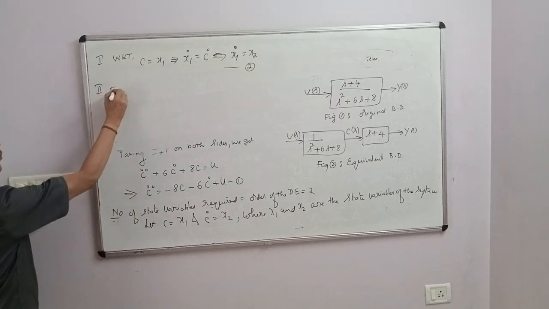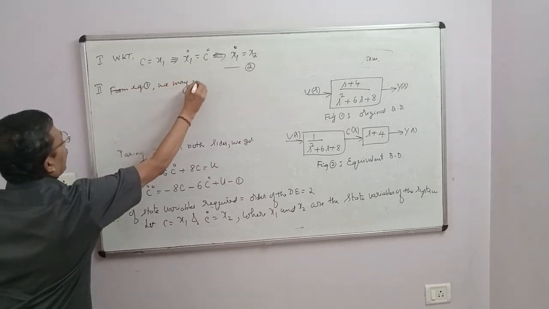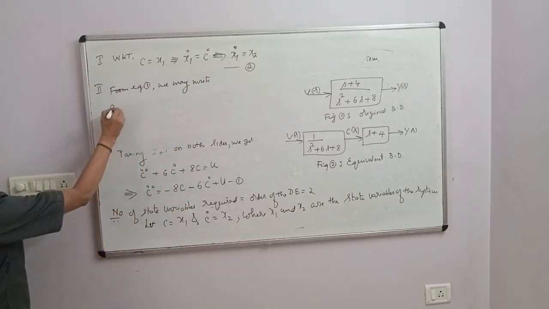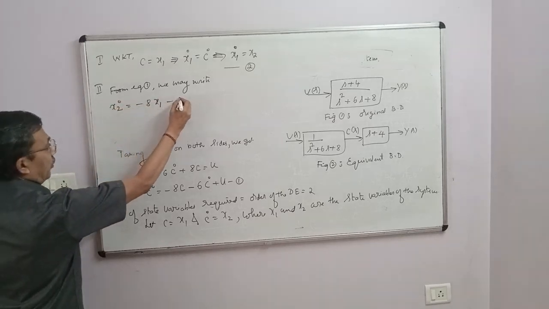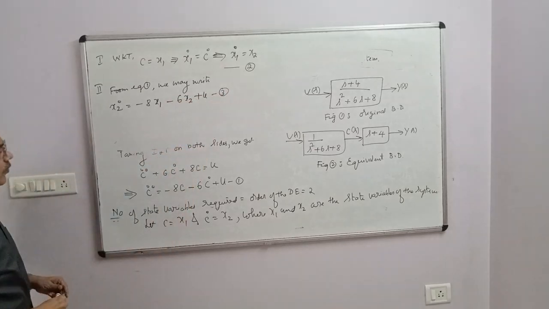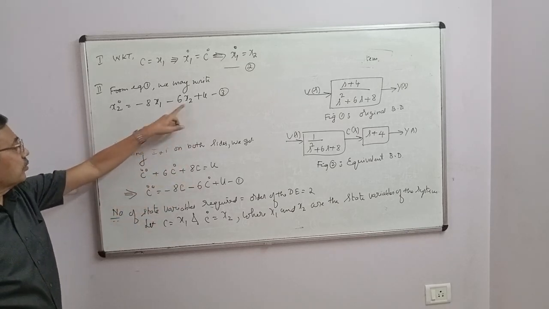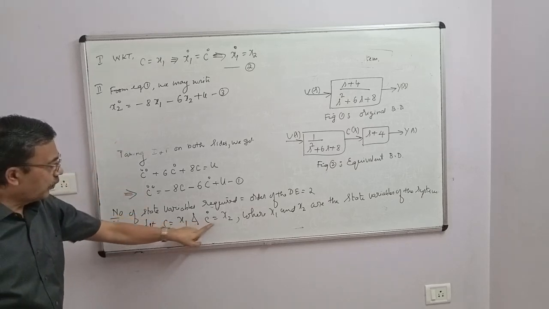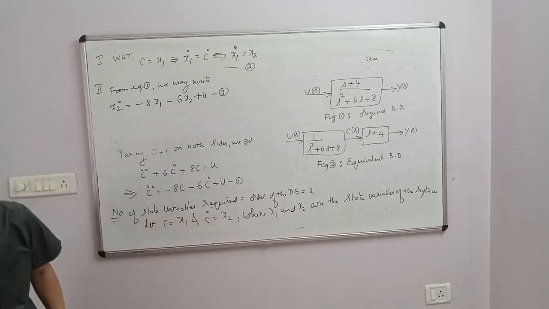From equation 1 we may write, C double dot, which means x2 dot, equals minus 8 times C, which means x1, minus 6 times C dot, which means x2, plus u. Equation 3. C is replaced by x1. C dot is replaced by x2. C double dot is x2 dot because C dot is x2, so if you differentiate both sides with respect to t, you get C double dot is equal to x2 dot.